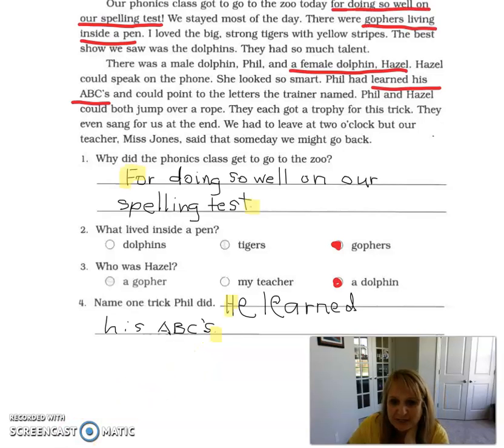Welcome back, boys and girls. Our time is almost up, but I hope that you will check your answers with mine, and I hope that you were able to find the answers up in the story.